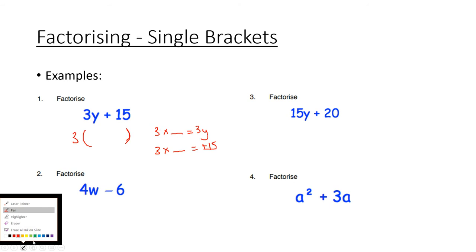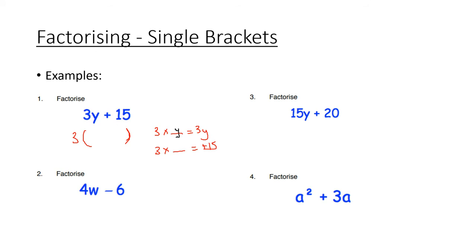So 3 times by what gives me 3y, so hopefully we'll remember that it's just y on its own. 3 times by what gives me positive 15 is going to be a positive 5. So now that I've found out what my two answers are to go inside my bracket, I just write it in. So 3 in our brackets, y plus 5. Because if we were to expand it, 3 times y gives us our 3y, and 3 times 5 gives us our positive 15.